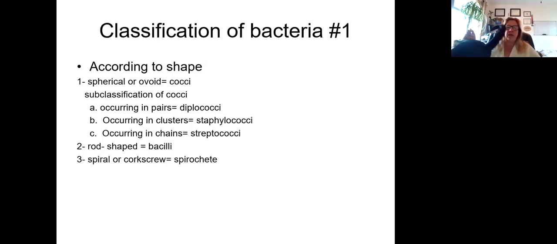Then we have spirochetes. Spirochetes look like a wine cork, so they're corkscrew shaped. However, when you see spirochetes microscopically, you have to keep in mind that you're not going to see that circular visual because it's going to be cut in half. So you're going to see sort of a zigzag stripe. It's going to be flat.